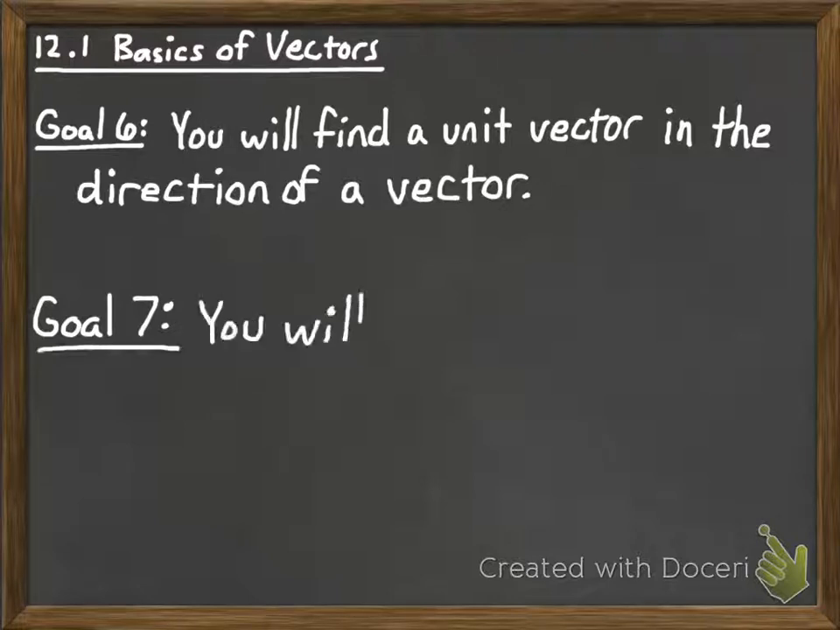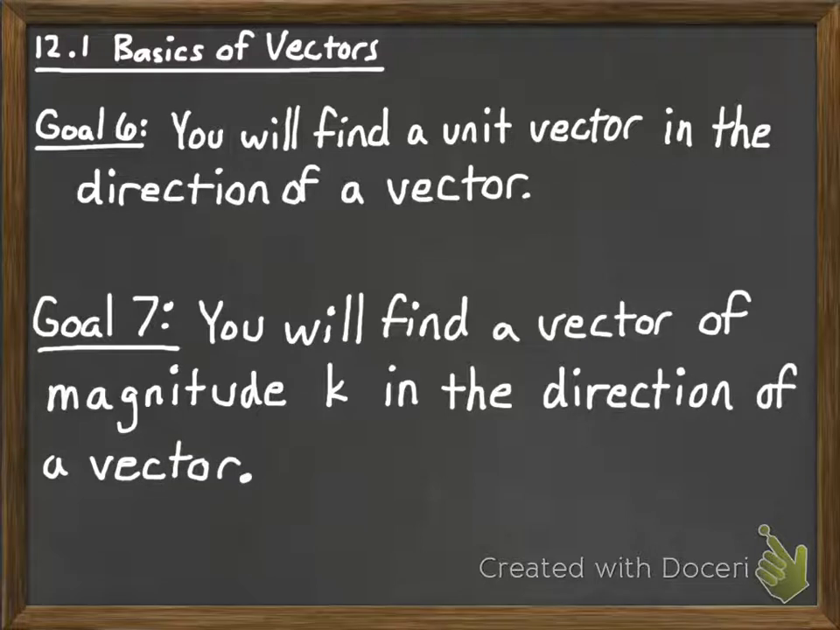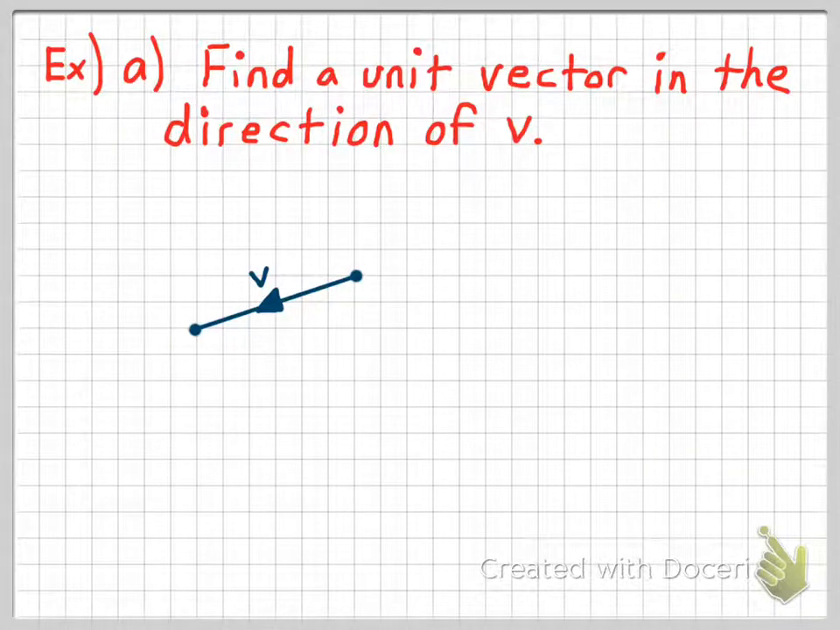And then the second goal is that you're going to find a vector of magnitude k in the direction of some vector. So say I take that same vector I mentioned a moment ago, I forgot what it was, but like 2i plus 3j. If I can make a unit vector in that direction, why can't I make a vector that's 9 units long or 20 units long or something? I can, and that's what we're going to be trying to accomplish here. We're going to start with that unit vector part.